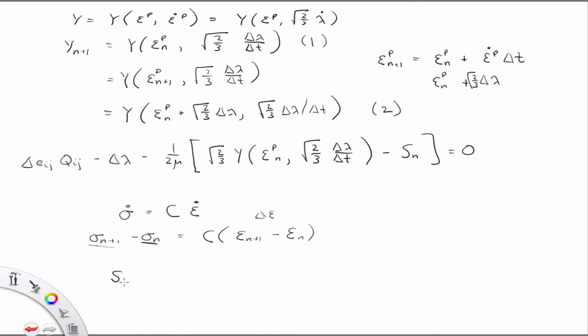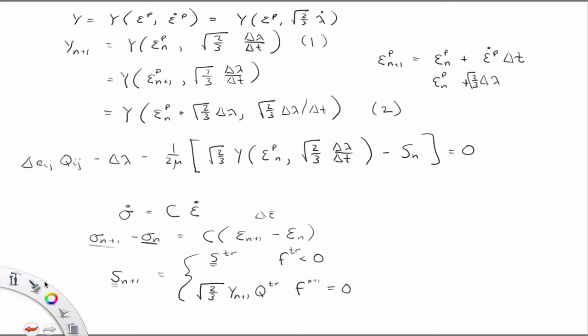And so with our return algorithm, we can solve for the stress, the deviatoric stress tensor at S n plus 1. It is the trial deviatoric stress tensor if the yield function, evaluated with the trial strain, is less than 0. And it's 2/3 y n plus 1 times Q trial for F n plus 1 equals 0.